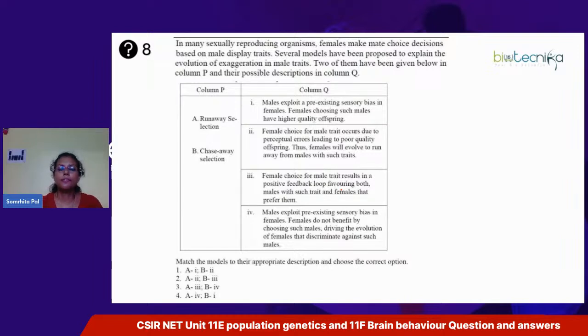So the males, if I consider that the females are taking the decision, then the males obviously will want to get noticed by the female so that he can increase his fitness in the eyes of natural selection. Otherwise natural selection will wipe him off. So what happens is the male undergoes evolution in the traits which help to attract the females. So this is a concept which is explained by these two theories, runaway selection theory and the chase away selection theory.